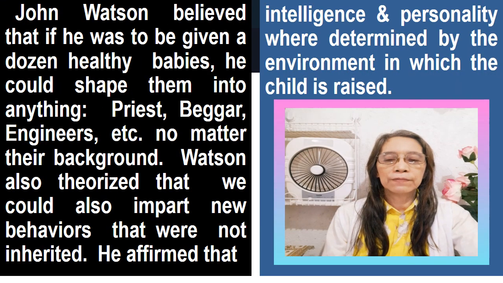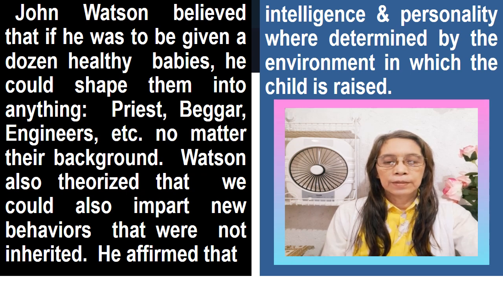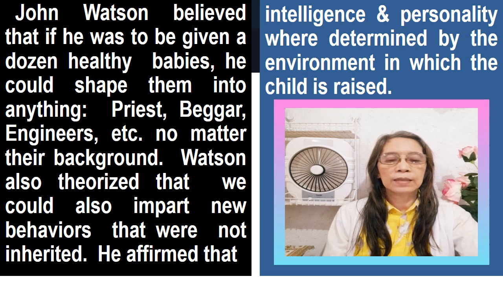John Watson believed that if he was given a dozen healthy babies, he could shape them into anything: priest, beggar, engineer, etc., no matter their background. Watson also theorized that we could impart new behaviors that were not inherited. He affirmed that intelligence and personality were determined by the environment in which the child is raised.